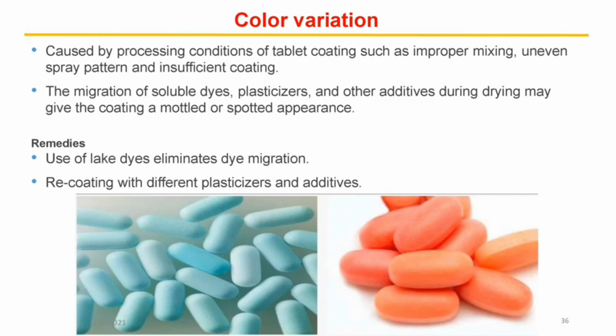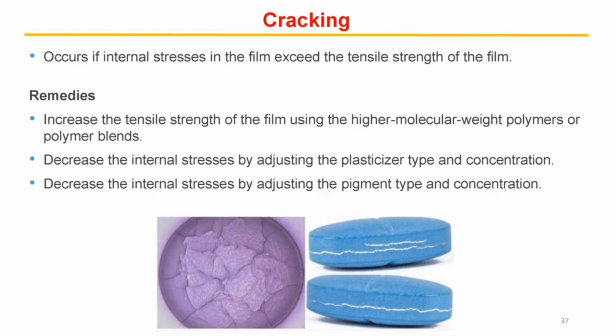Color variation is caused by processing conditions of tablet coating, such as improper mixing, uneven spray pattern and insufficient coating. The migration of soluble dyes, plasticizers, and other additives during drying may give the coating a mottled or spotted appearance. Remedies: use of lake dyes eliminates dye migration. Recoating with different plasticizers and additives.